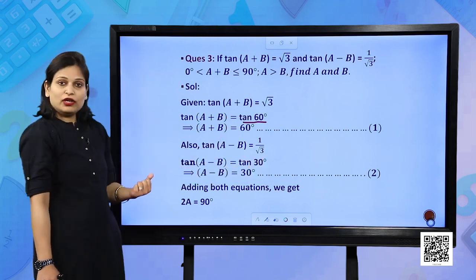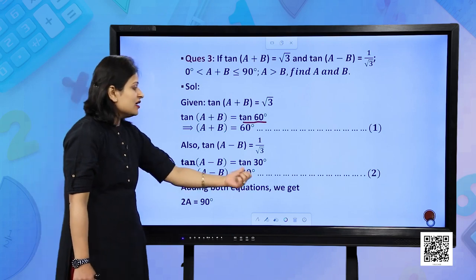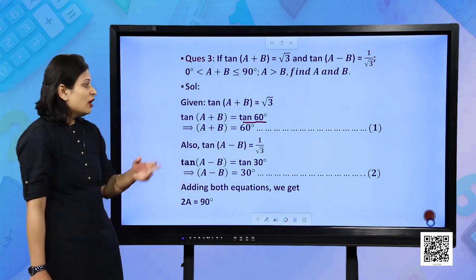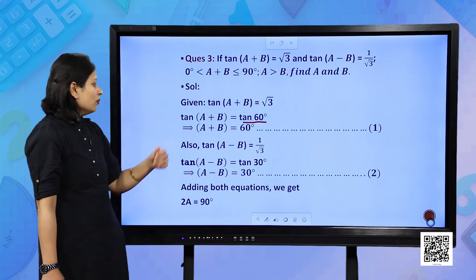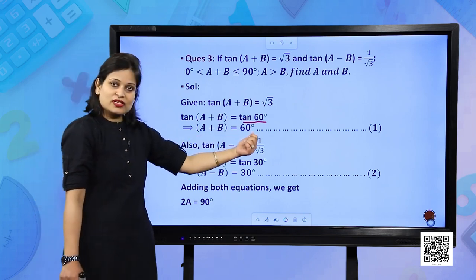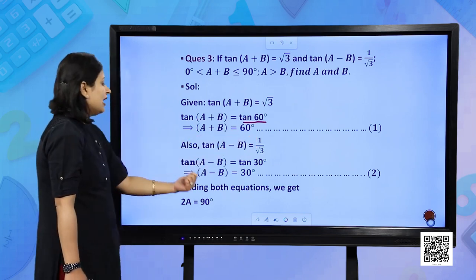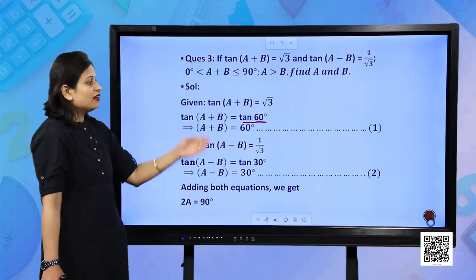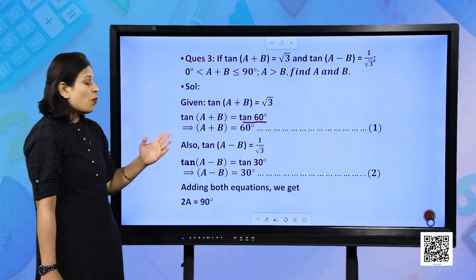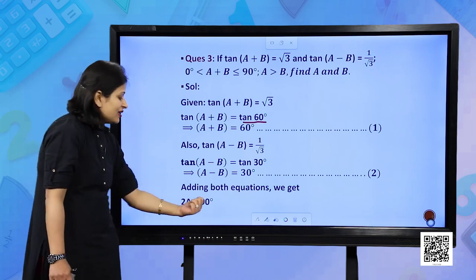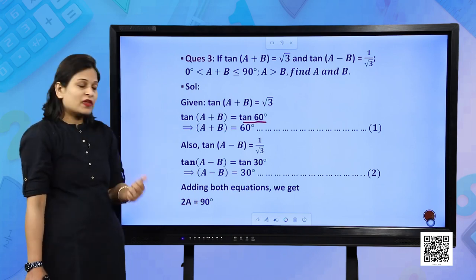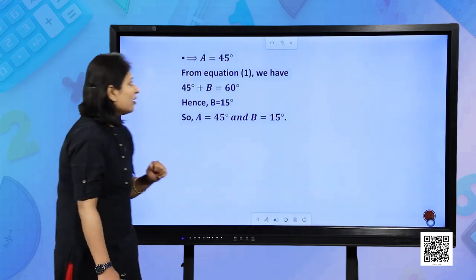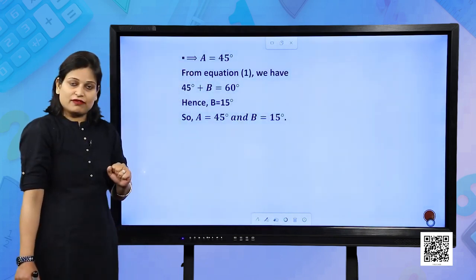After solving, what will you get? A - B is equal to 30 degree. So, you have two equations with you. A + B is equal to 60 degree and A - B is equal to 30 degree. Just add both the equations. What will you get? 2A is equal to 90 degree. So, the value of A will become 45 degree.